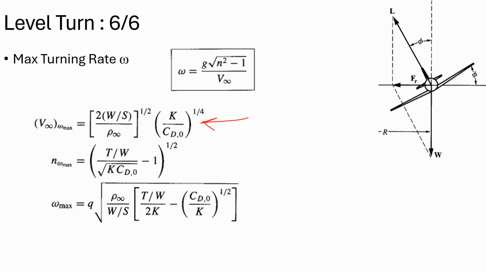the velocity for the fastest turning rate as 2 times wing loading divided by rho infinity, raised to power 1/2, times k over CD naught raised to power 1/4. The maximum load factor n for maximum turn rate is thrust to weight ratio divided by 4k divided by k CD naught under root, minus 1, raised to power 1/2, and the maximum turn rate is as shown.